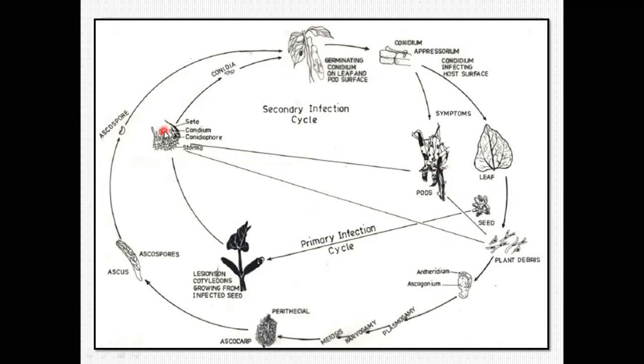Okay, so this conidia disseminated from this infected lesion to this healthy leaf, or healthy shoots, or healthy stem portion of the bean crops. In this way the disease spreads from one plant to another plant through conidia.